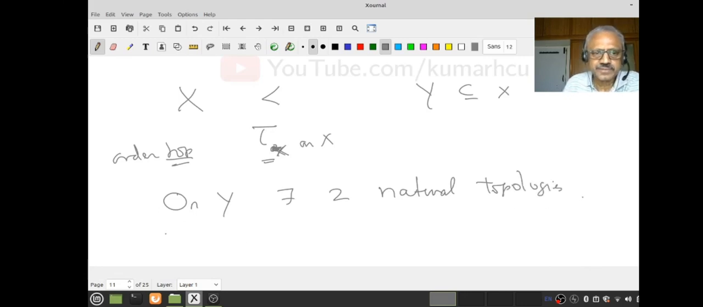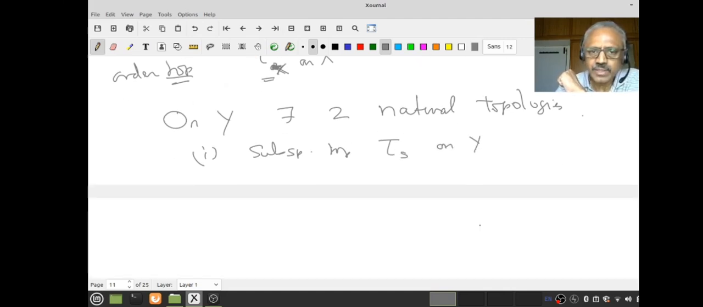Can you see this? Because Y is a subset of X, there is a subspace topology. One is the subspace topology, call it tau s on Y. And what is the other one?